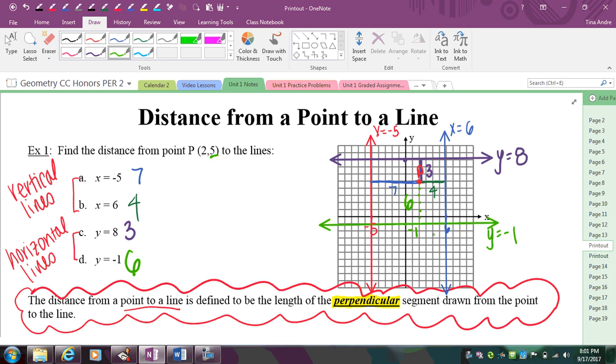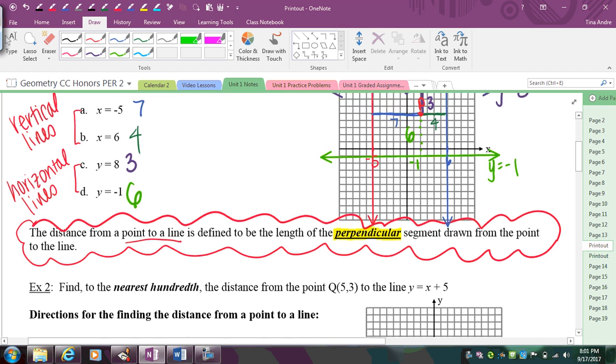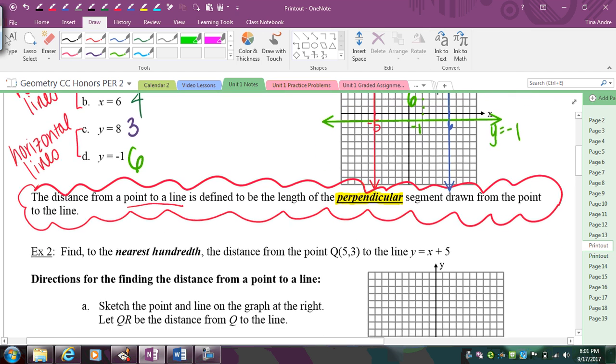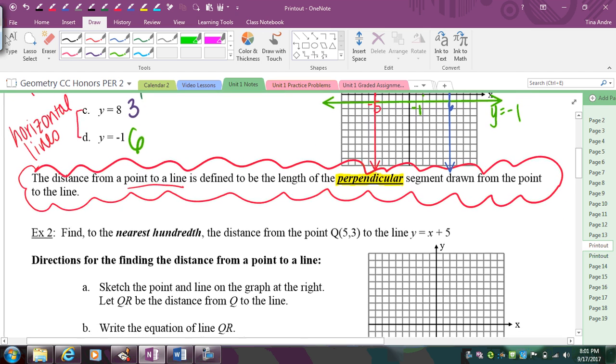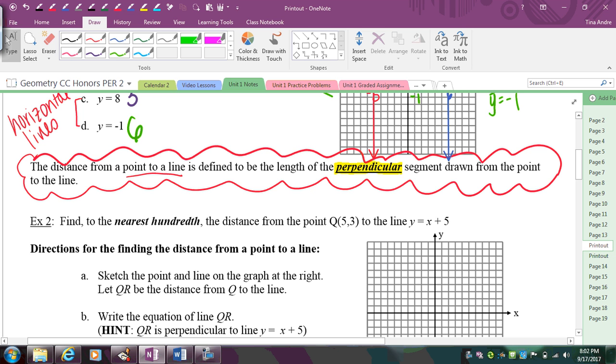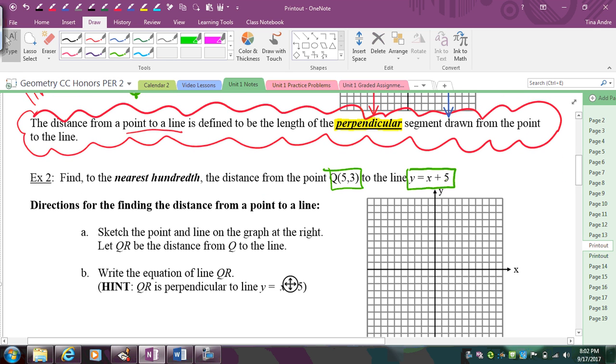The problem is going to be what happens when you start out with a line other than a vertical or horizontal line. So for example 2, we want to find the distance from point Q to this line right here. So let's start by graphing that and plotting this point so that we can kind of see what's going on here. So when we graph this line, my slope is going to be 1, my y-intercept is 5.